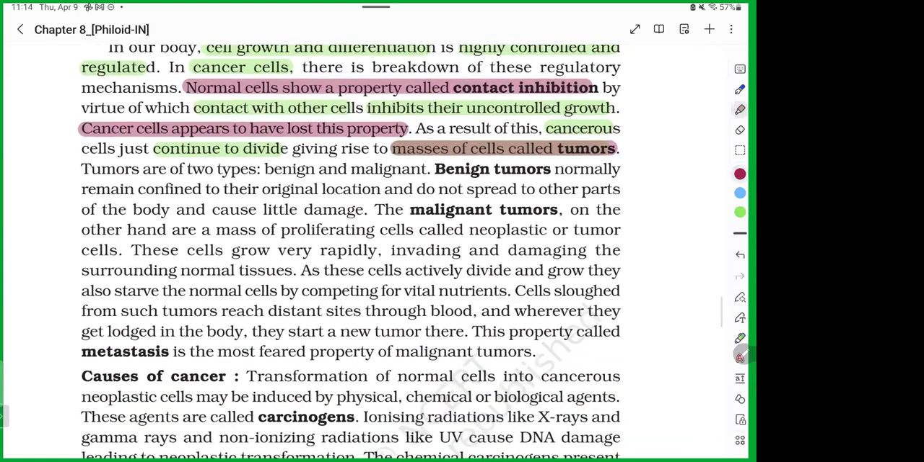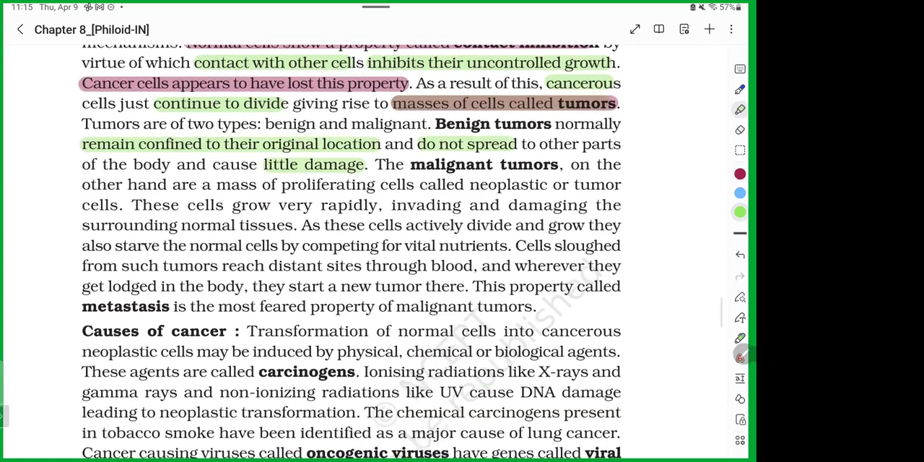Tumors are of two types. Benign, which remains at one location, does not spread to others, and does very minimum damage, like a mole. Mole is one kind of benign tumor. Malignant tumor is a mass of proliferating, dividing cells, neoplastic or tumor cells. These grow rapidly, and invade and damage surrounding tissue also.